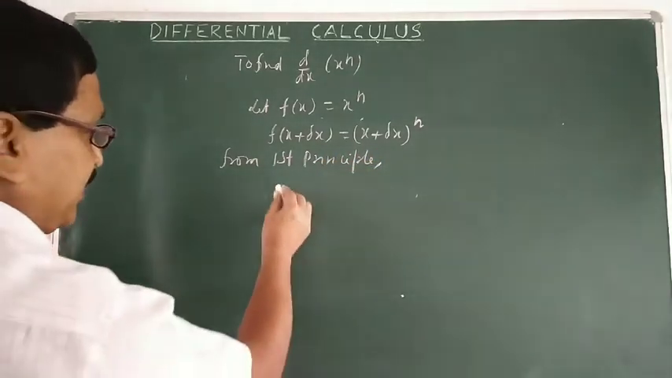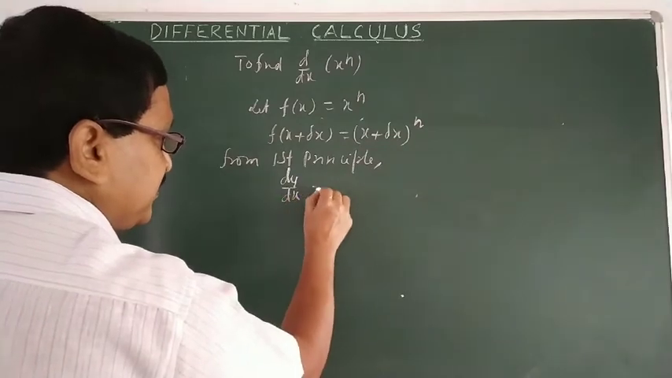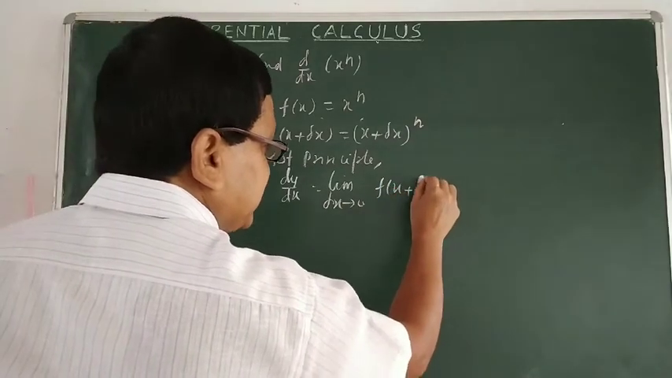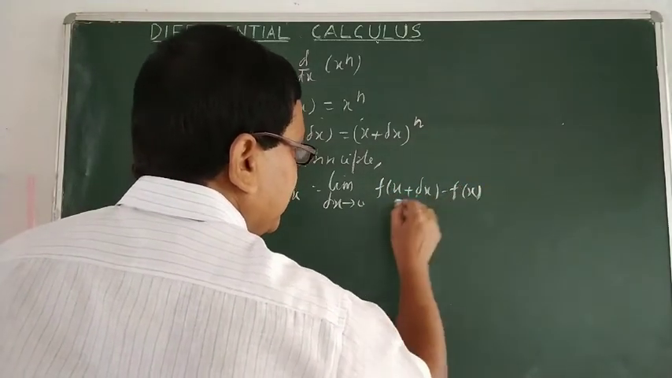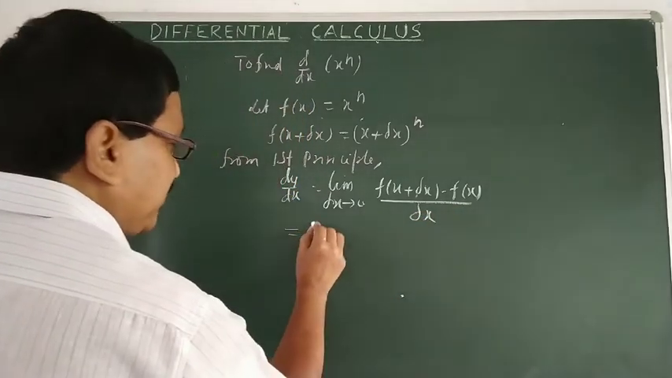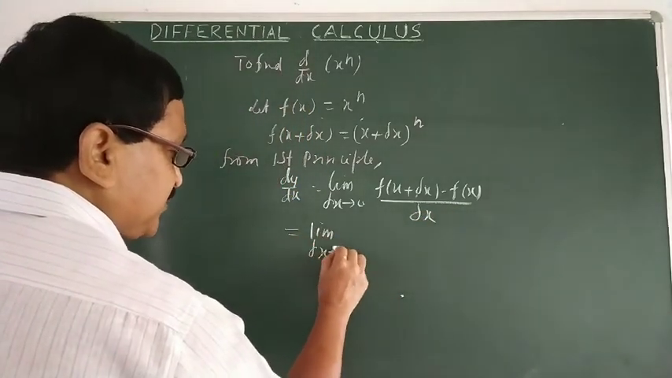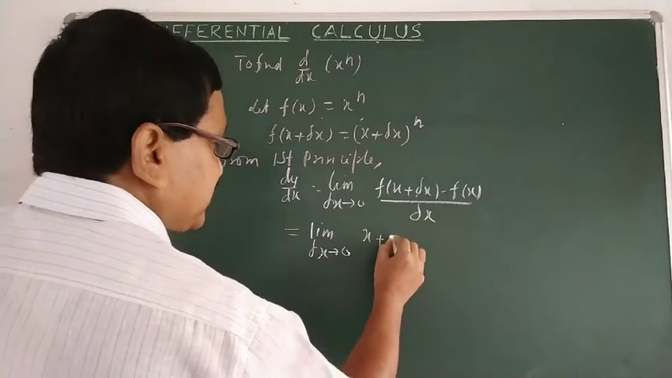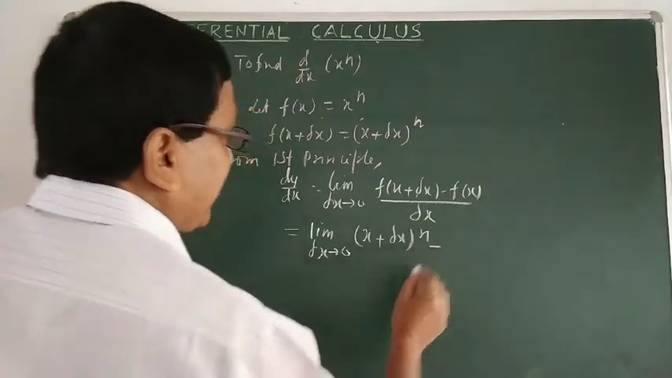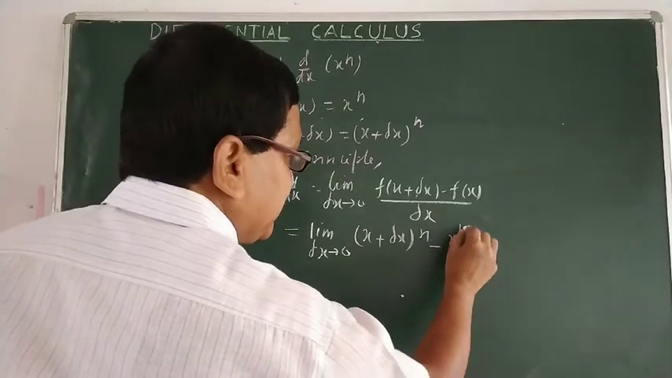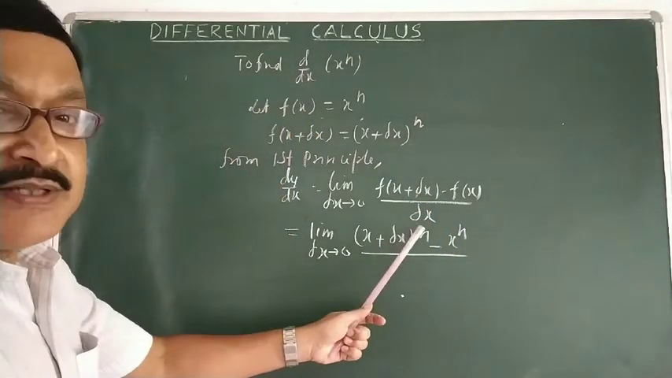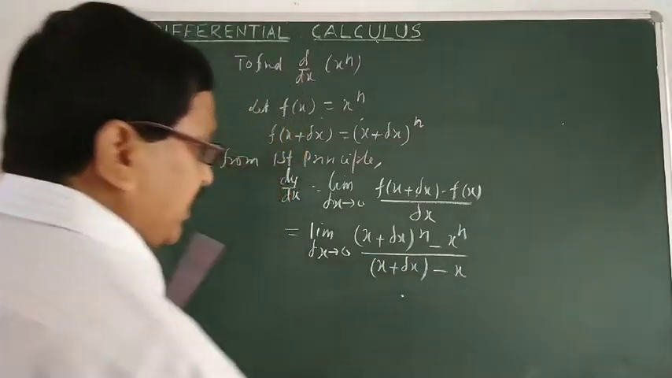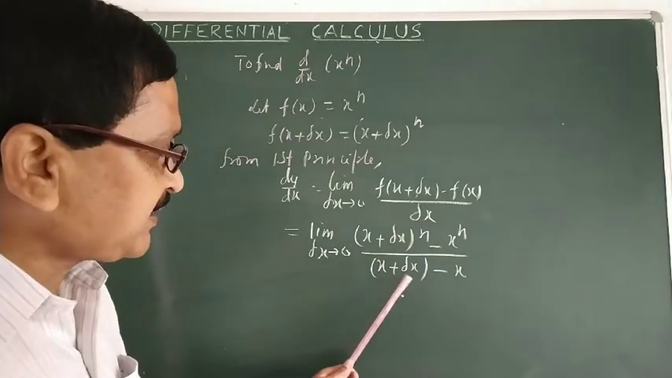dy by dx is equal to limit delta x tends to 0, f(x plus delta x) minus f(x), divided by delta x. Now put the values. Limit delta x tends to 0, f(x plus delta x) is (x plus delta x) to the power n, minus f(x) which is x^n, divided by delta x. This delta x can be written as (x plus delta x) minus x. You can arrange this: if x is cancelled, delta x is remaining.